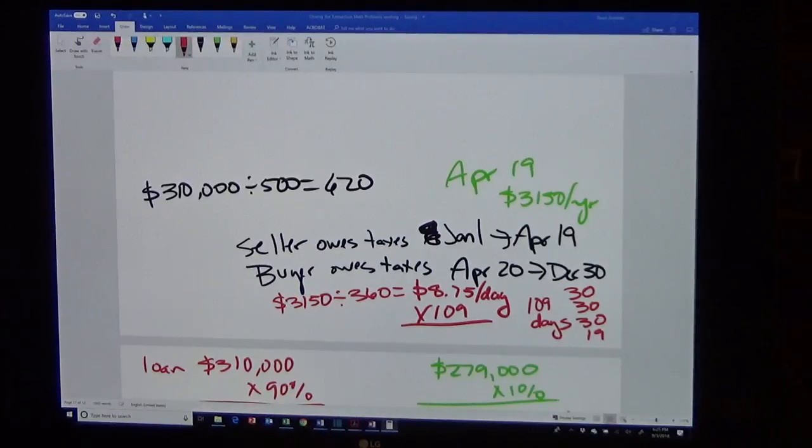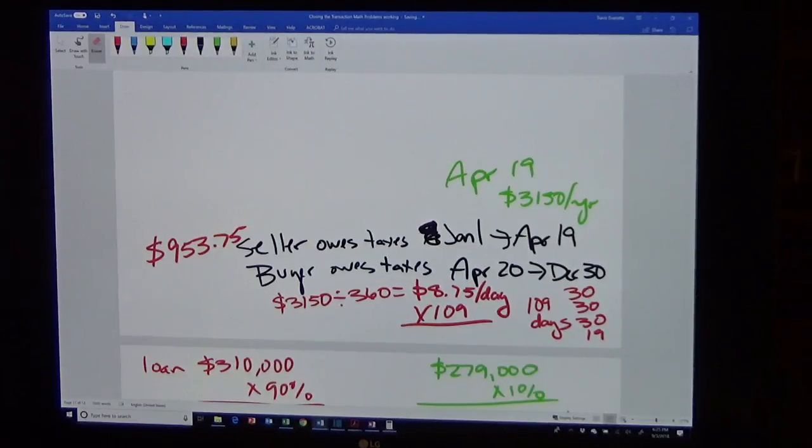That's $953.75 for the seller. Now we know we can always calculate, with any tax issue, the buyer side by taking the total, which is $31.50, and subtracting what the seller pays, which is $953.75.